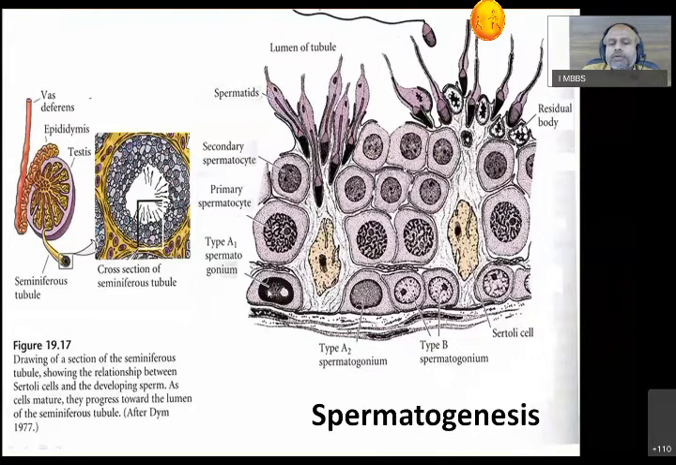Type A1 spermatogonium is this dark-shaped cell attached to the basal lamina, the basal layer, the outer layer of the seminiferous tubule. Type A1 has a dark nucleus; it is the stem cell. This is the basic germ cell that is deposited in the intra-atomic layer.